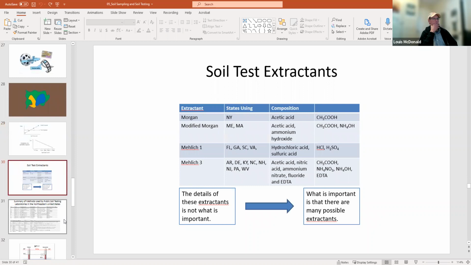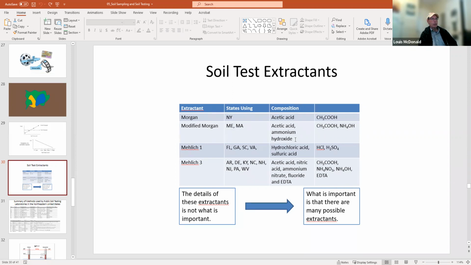So here, the Iowa State video talked about all the different extractants they use, right? And so here, just in the Northeast, are some of the ones that we use, right? And so New York uses something called Morgan. Morgan was an old soil chemist, and then Maine and Massachusetts modified Morgan. There's a Mehlich 1 extract, there's a Mehlich 3 extract. The actual details of the extractants are not what is important, because there are lots of them, right?